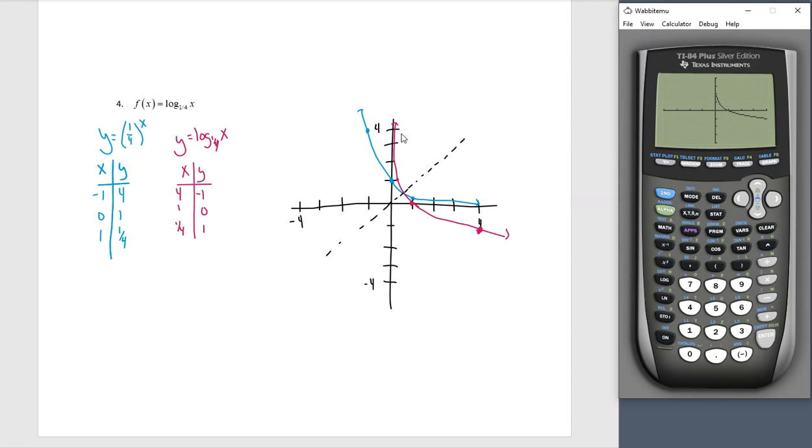All right, that's it for graphing logarithmic functions. My students, definitely pay attention to this. Make sure you understand it. Ask questions if you don't. Thanks for listening.